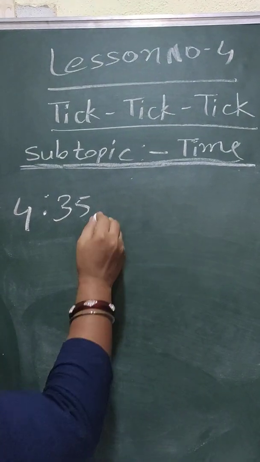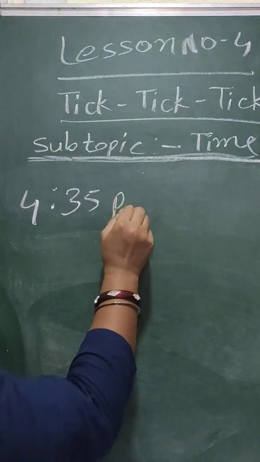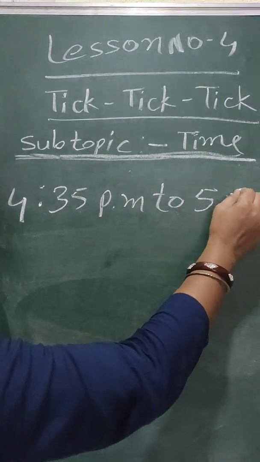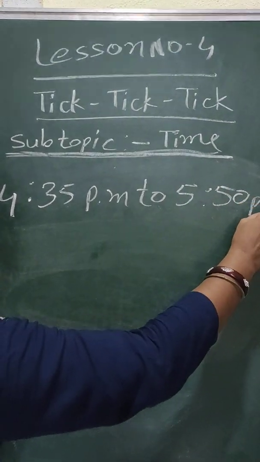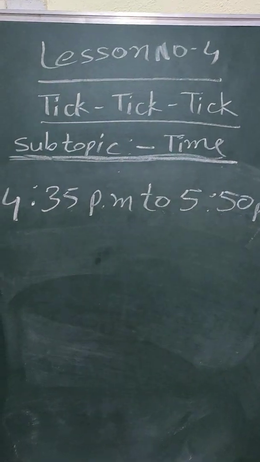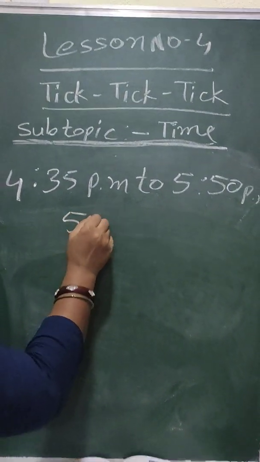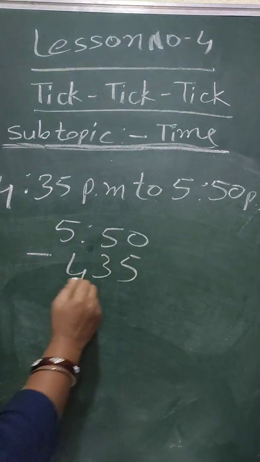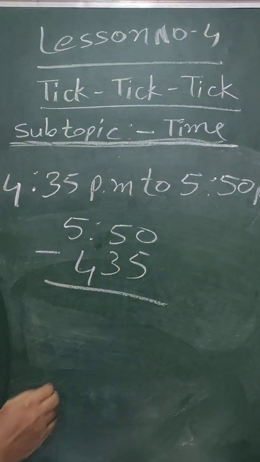4:35 p.m. to 5:50 p.m. PM to PM is very easy. Subtract 550 minus 435. Okay, 0 minus 5 not going here.